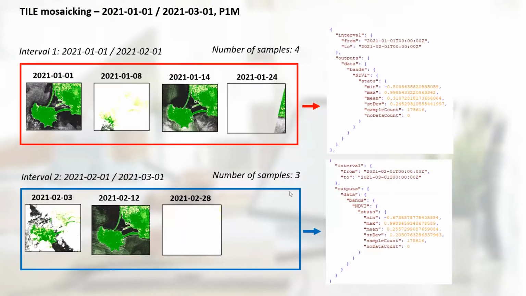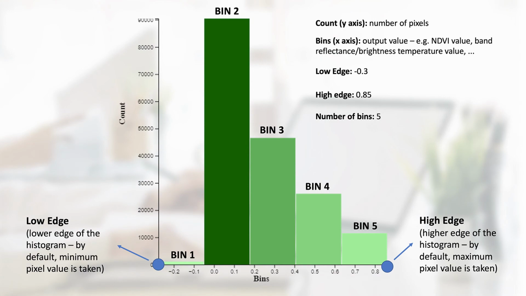So first of all, this is a histogram as Sentinel Hub returns it. And let's first talk about a couple of terms. On the y-axis, we have count, and this is how many pixels there are in each bin. It is just a number of pixels. And then on the x-axis, we have bins, which is the output value. So if we are calculating NDVI, then this is the NDVI value. It could also be reflectance value, brightness temperature value, or even a discrete value, whatever you are working with. And then these towers over here are called bins. In our case, we have 5 bins.